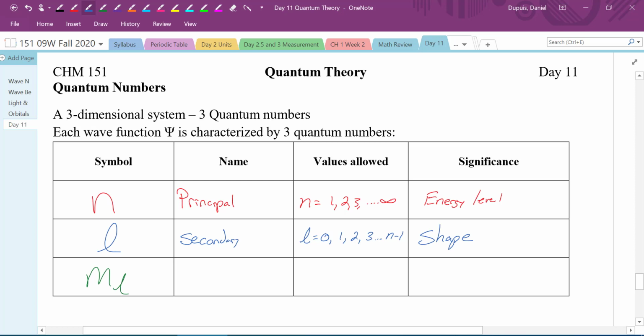Okay. And then you have your magnetic. m sub l is negative l to positive l. And that's our orientation. All right, so those are our 3 numbers, these 3 letters that come out of the orbitals, and we're going to talk about that in the next one.